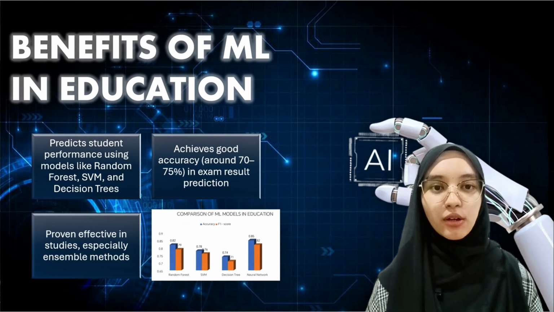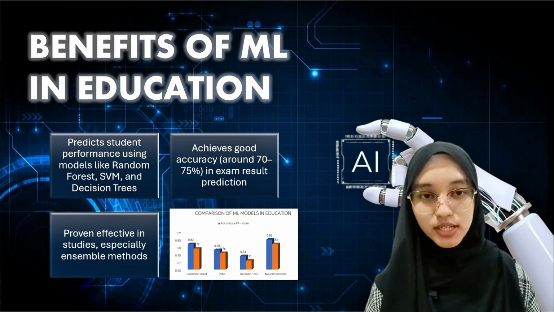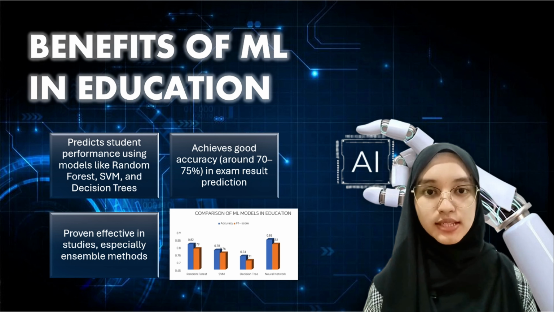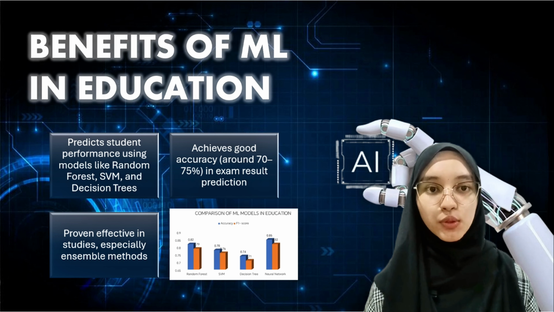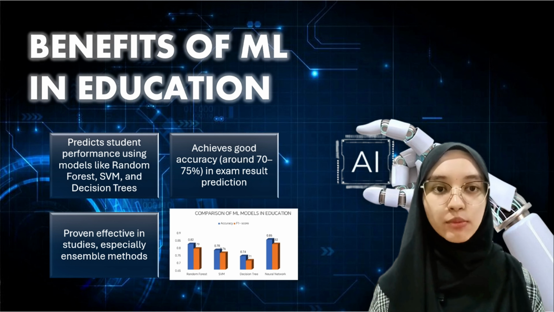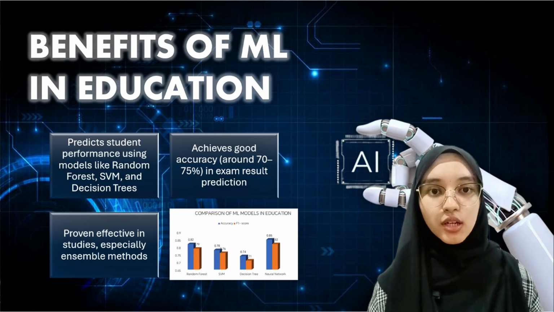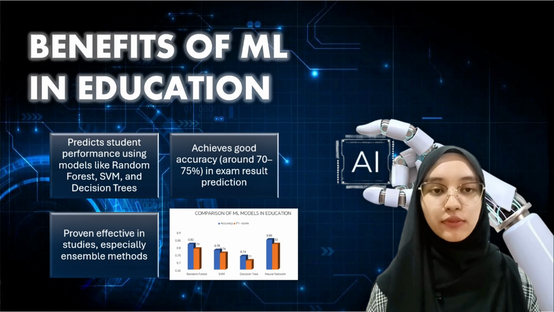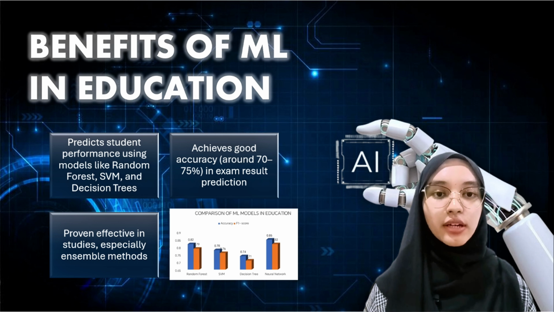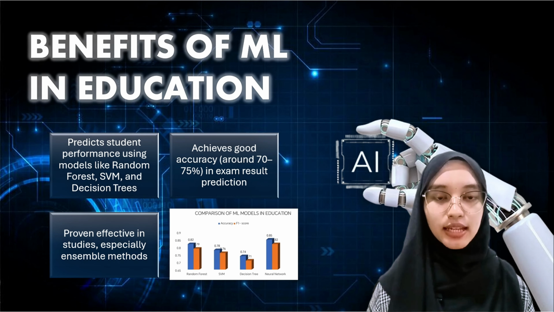Here are the benefits of ML in education. First, ML helps to predict student performance using models like random forest, SVM, and decision trees. Second, ML achieves good accuracy, around 70 to 75% in exam result prediction. Third, ML helps to prevent failure in studies, especially with ensemble methods. The following chart is a comparison of models. Here we know that neural network has the highest accuracy and F1 score.